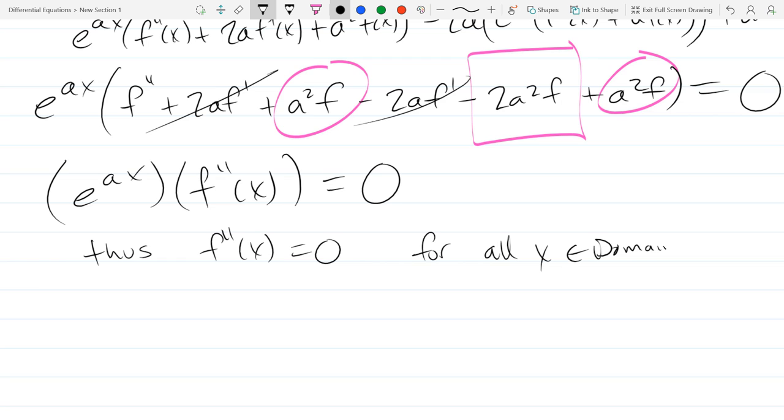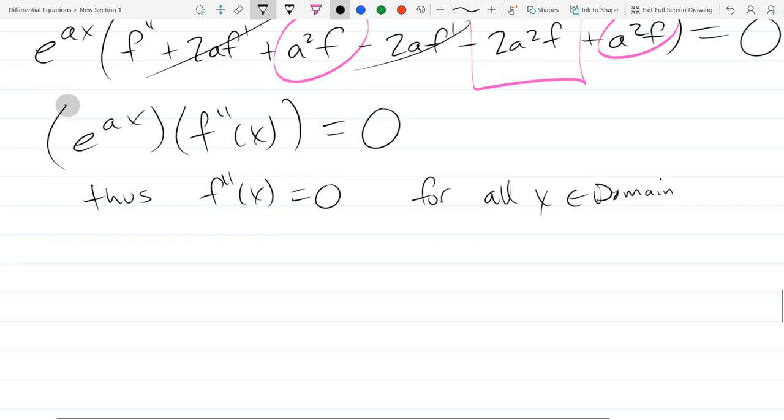Whatever domain we're working in, this needs to be zero for every x in that domain. So what type of functions can you think of whose second derivative is zero for all x values? A lot of functions that we think of, derivatives don't disappear. Almost all the rational functions, all the trig functions. But polynomials, you drop a degree. You get less x's each time.